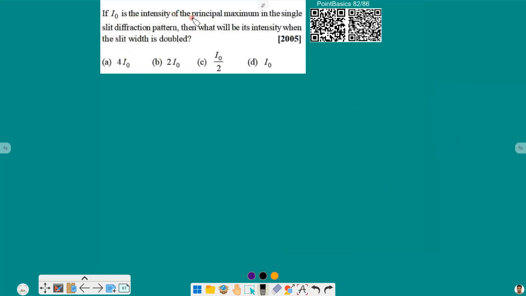Now, if I naught is the intensity of principal maxima in a single slit diffraction, what is the intensity when the slit width is doubled? So here we have again the relation I is equal to I naught into sine beta by beta whole square, and here beta will be pi b sine theta by lambda. Now, as mentioned, the slit width is doubled. So as slit width is doubled, this b is doubled.